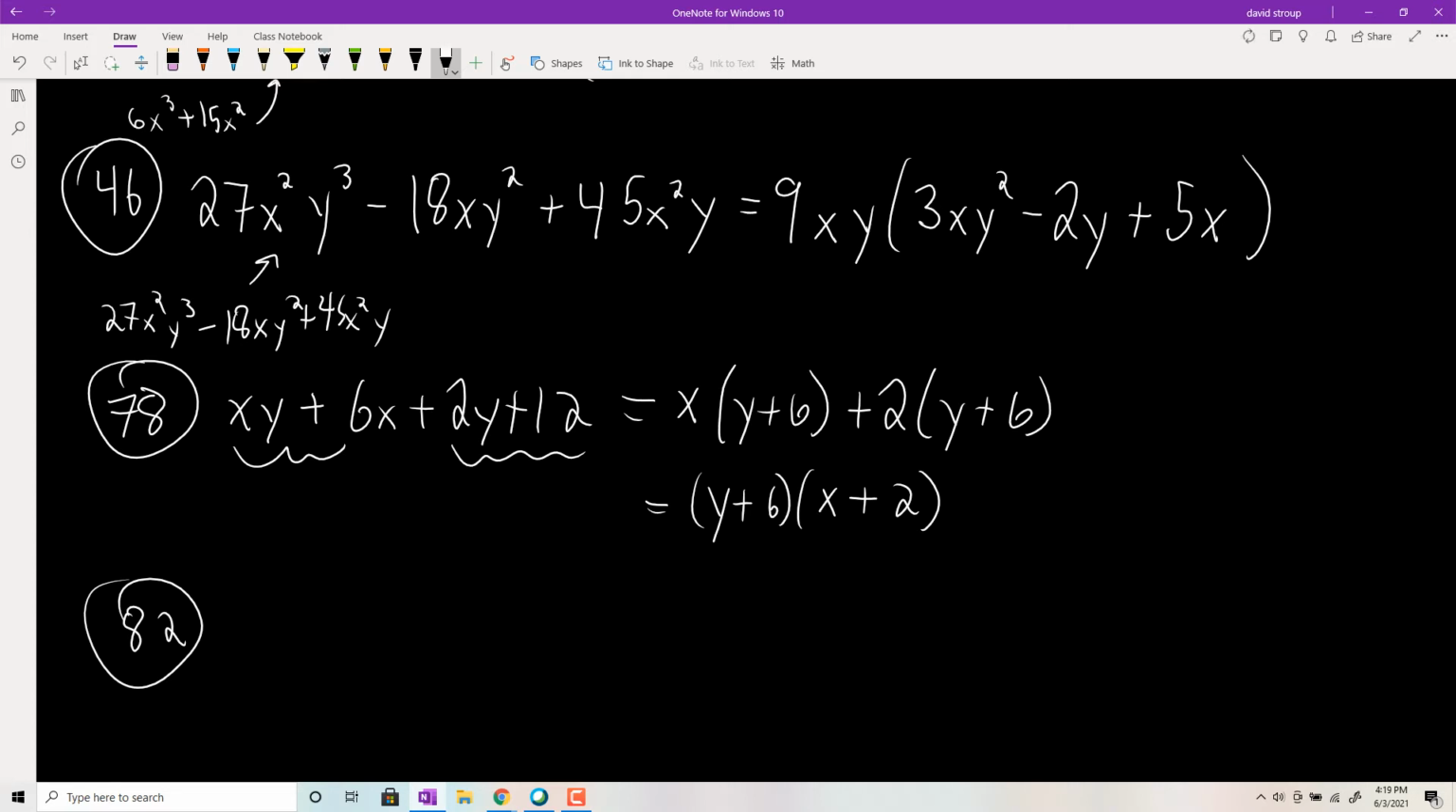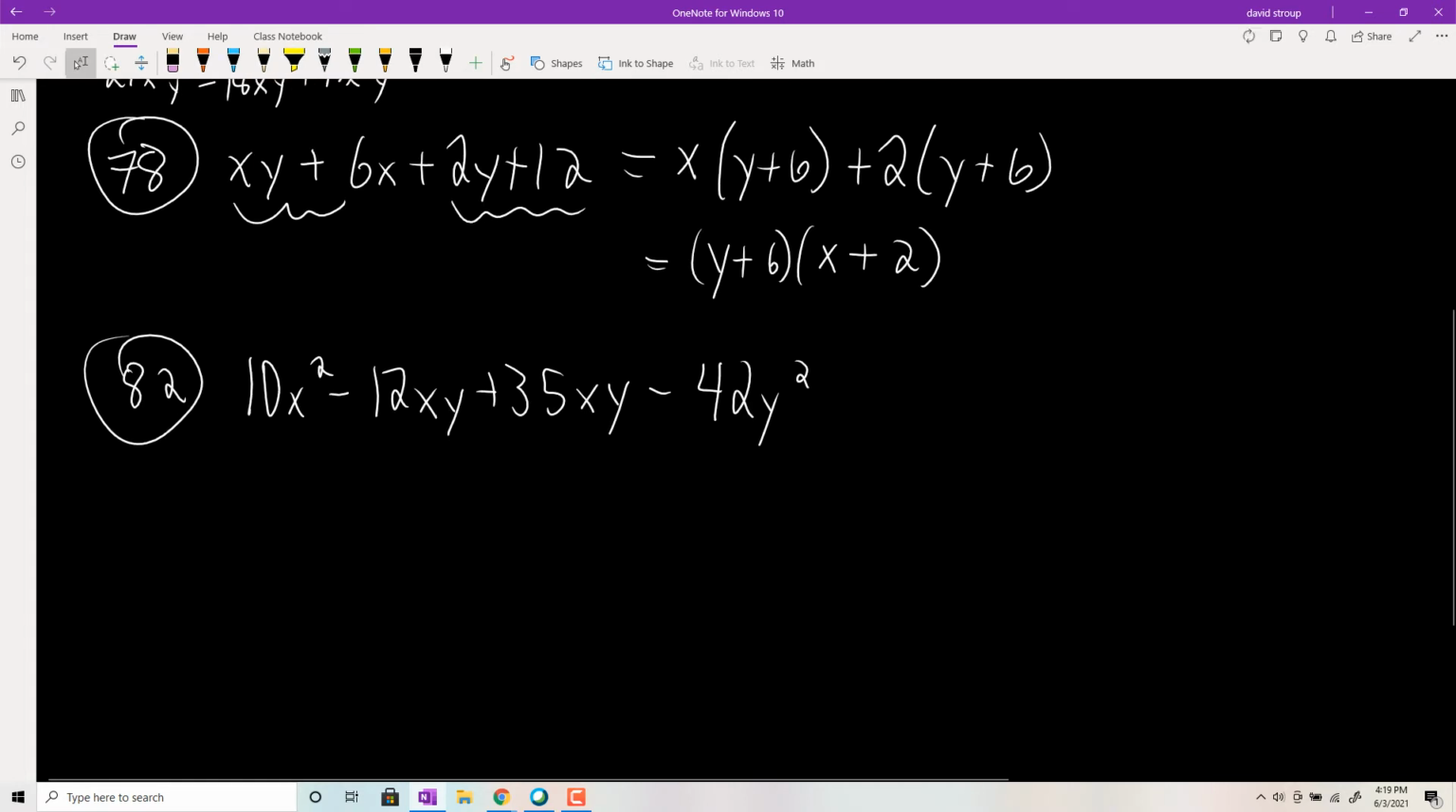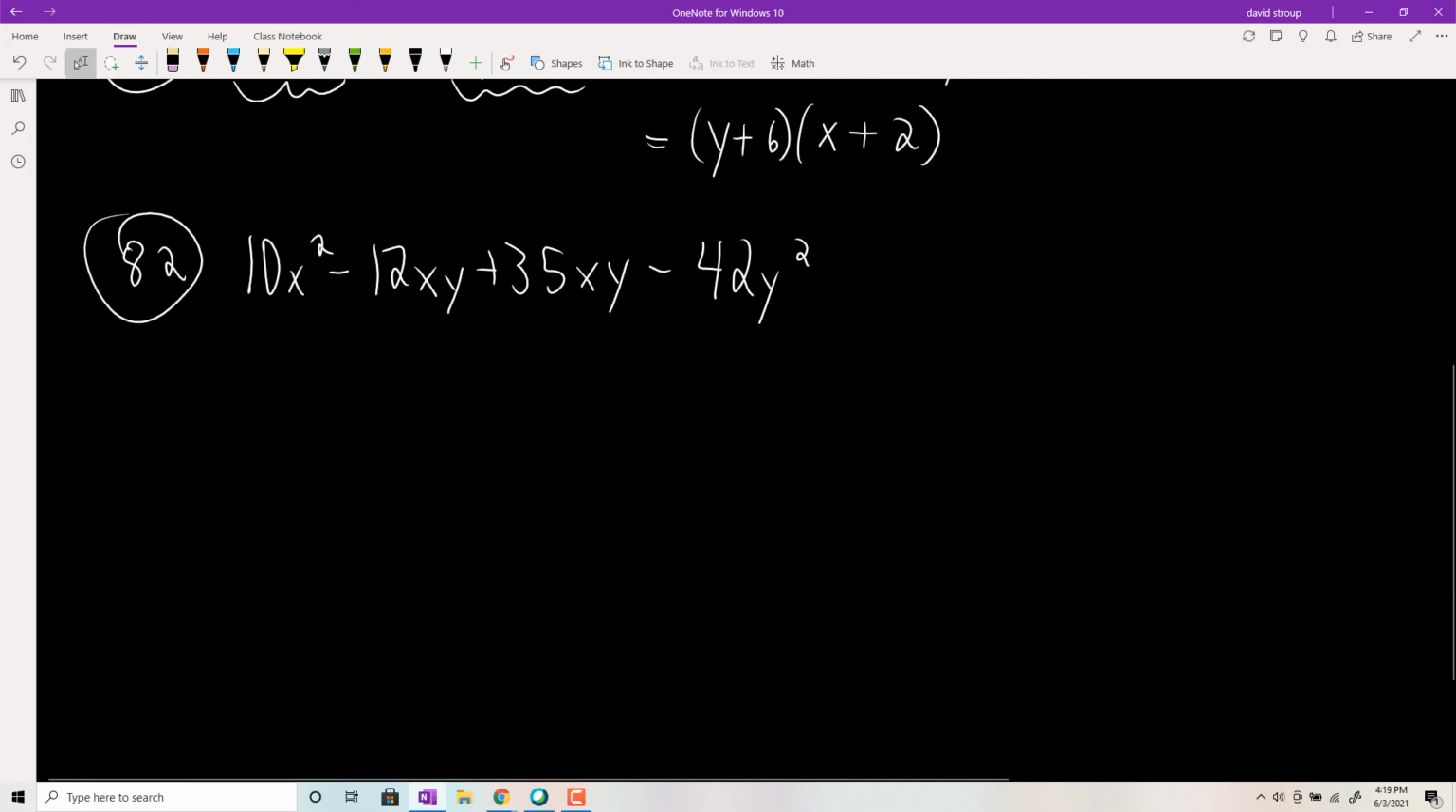Let's see how to do this one: 10x squared minus 12xy plus 35xy minus 42y squared. On the test, they'll be in the same order as they come in the book. So there'll be 6.1 questions first, 6.2, then 6.3, then 6.4, then 6.5. My tests are pretty straightforward. I'm not looking for anybody to split the mathematical atom, so to speak.